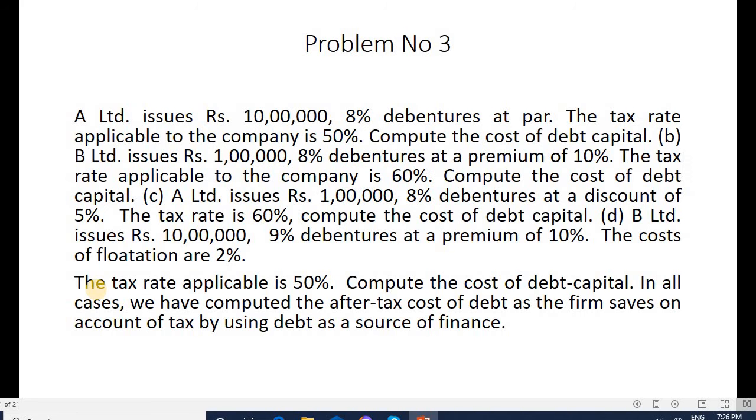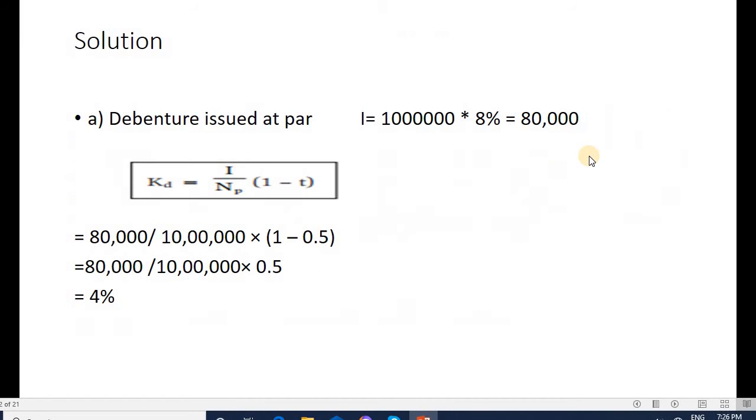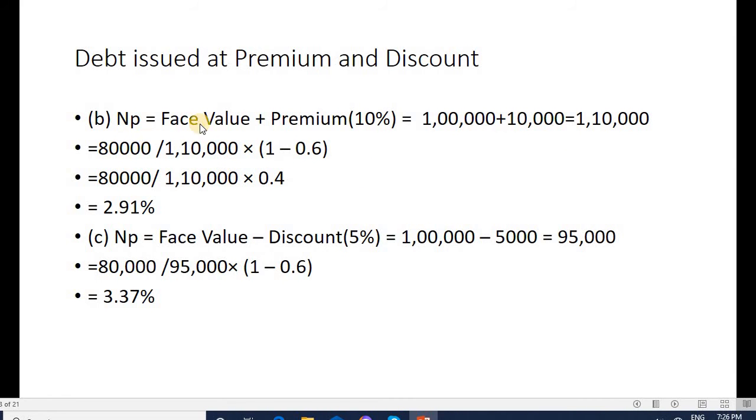We'll see the second situation, B, where B Limited issues 1 lakh 8% debentures at a premium of 10%. The tax rate is 60%. Here, issued at premium, so face value plus premium. 1 lakh is the debenture. 10% premium means 10% of 1 lakh is 10,000, so 1 lakh 10,000. Interest on 1 lakh at 8% is 80,000. So, 80,000 divided by 1 lakh 10,000 into 1 minus T, that is tax rate 60%, 1 minus 0.6 is 0.4. So, it comes to around 2.91%.